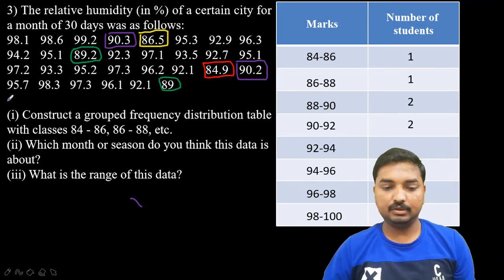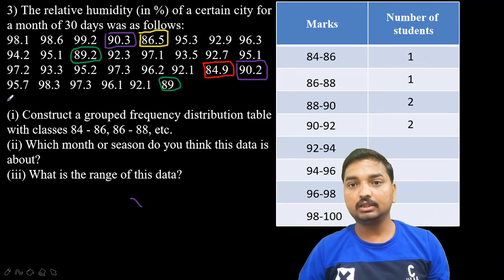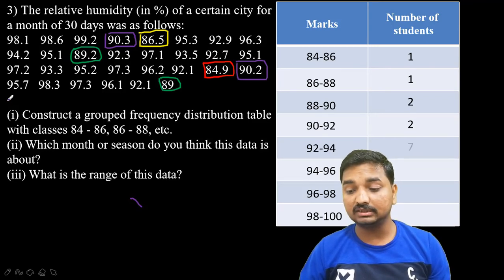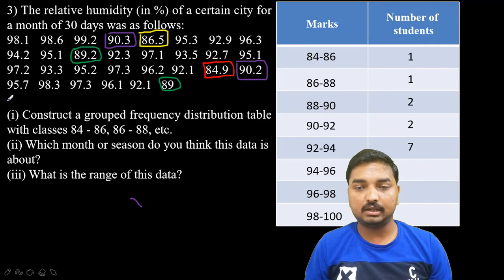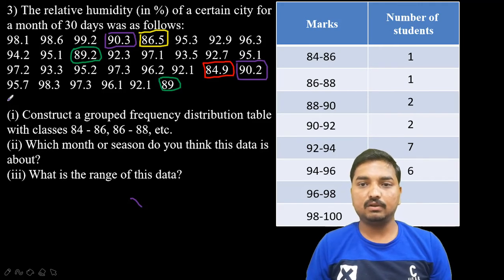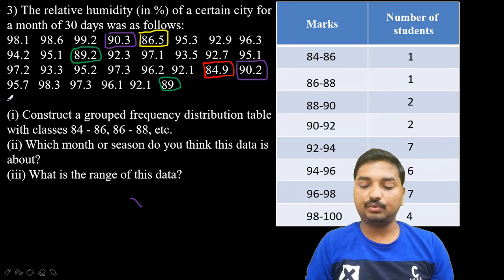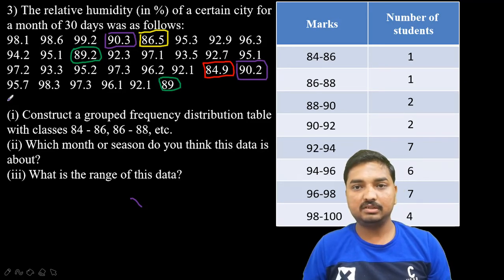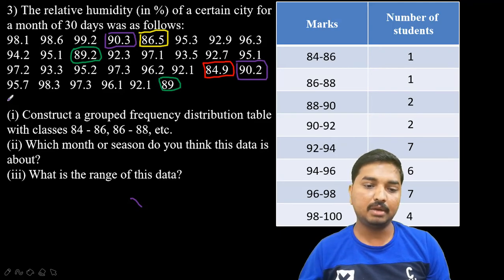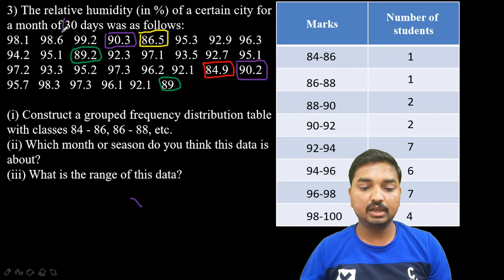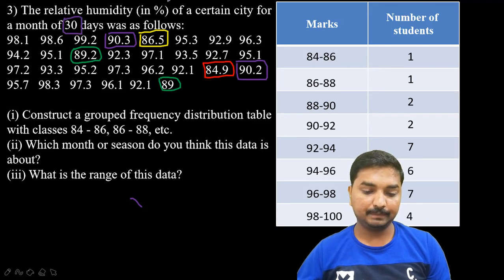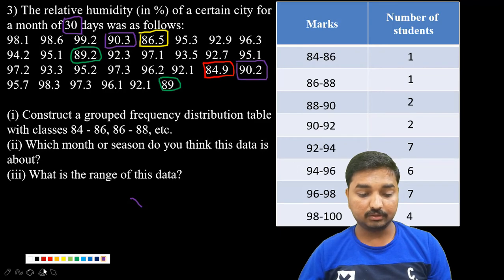In this sense you need to mark the numbers and count how many data belong to this class interval. In this sense, 92 to 94 you will get 7 numbers. So do like this. And 94 to 96 you will get 6 data falling in this class interval. In the same sense, 96 to 98 you will get 7 numbers. And 98 to 100 you will get 4 observations which fall in this class interval. If you add up all the numbers in the frequency column, you must get 30, because there are 30 observations. So now I'm going to count this one. Now look at here.